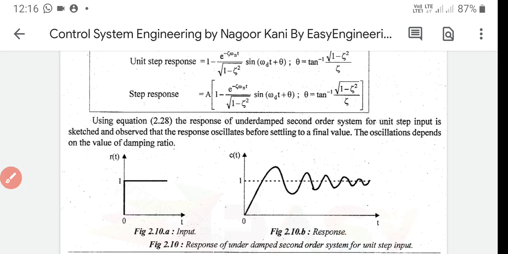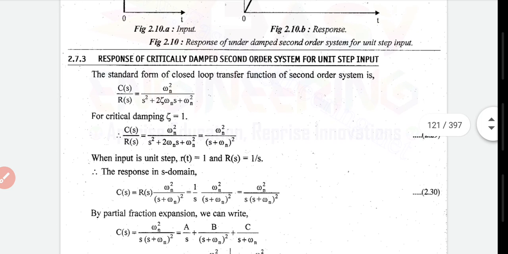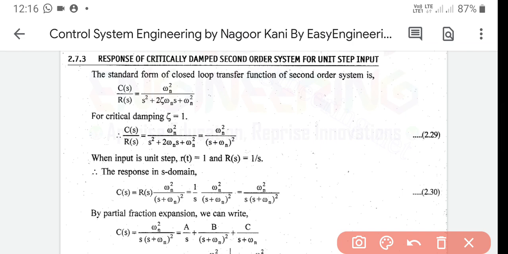Okay, the next derivation is the response of a critically damped second order system for the unit step input. Already you know that the standard form of a closed loop transfer function is C(s)/R(s) = omega n square by s square plus 2 zeta omega n s plus omega n square. So now we are finding the response of a critically damped system.